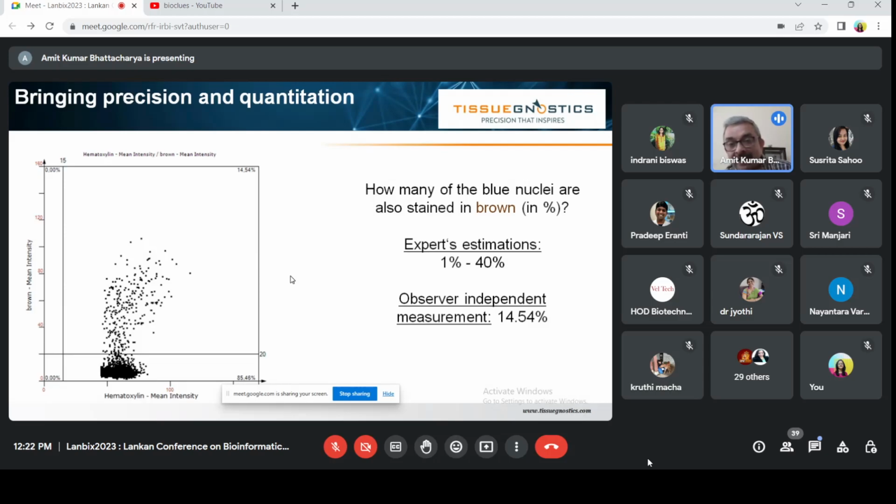And therefore, when the TissueFAXS system took it, it was a precise data collection machine, and it gave the figure of 14.54%. Now, this figure obviously is going to be observer independent, and it'll give the same value wherever it is taken. And if the machine's accuracy is right, it'll give the right value. So this kind of analysis brings in quantitation to anatomy, to pathology, to translational pathology, and to diagnostics.